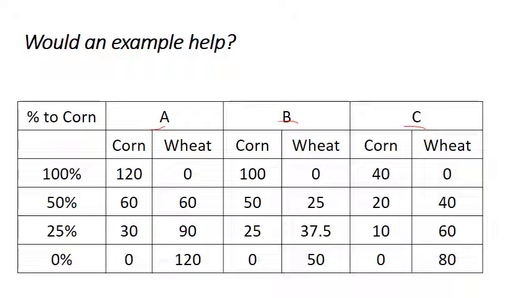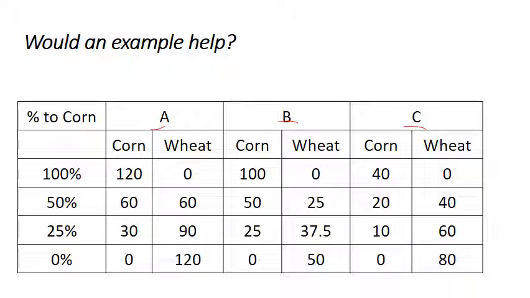For example, 50-50. If we use half the acre to grow corn, we'll get half of 120, which is 60. If we use half to grow wheat, we'll get half of 120, which is also 60. If we use half of B to grow corn, we'll get half of 100, which is 50. If we use half of B to grow wheat, we'll get half of 50, which is 25. If we use half of C to grow corn, we'll get 20, which is 1/2 of 40. And if we use half of C to grow wheat, we'll get 40 wheat.